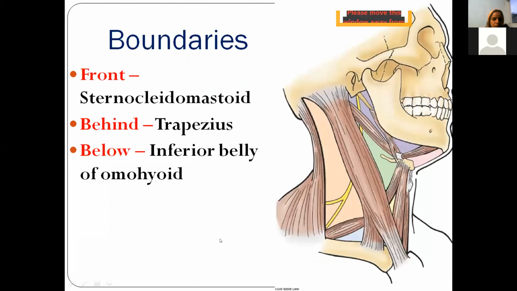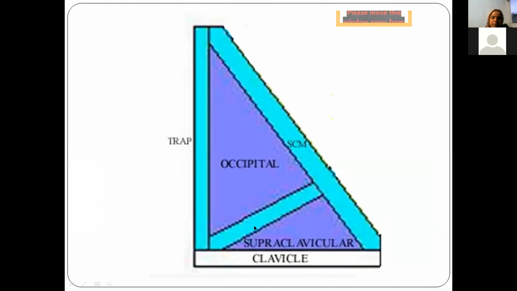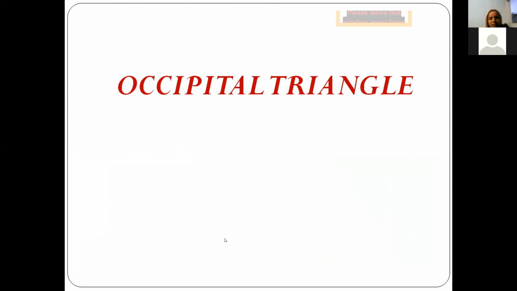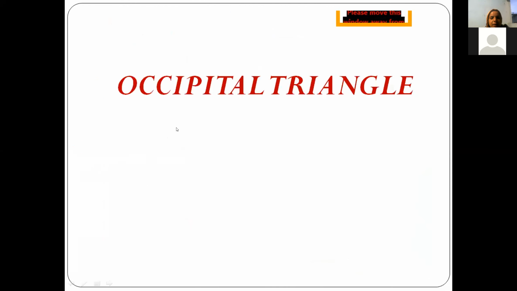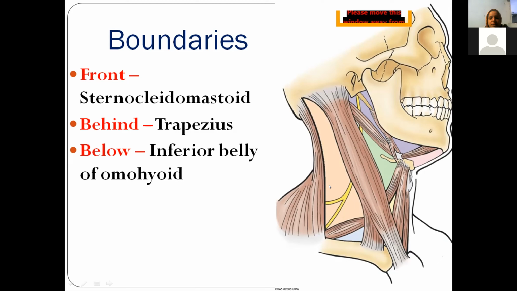Okay. Now, when you talk about the occipital triangle, what are the boundaries? But you need not read anything. You can hide it with your hand and just think: anteriorly, what are the findings? Sternocleidomastoid. Behind, anterior border of trapezius. Below, inferior belly of omohyoid. These are the boundaries of which triangle? Occipital triangle. Can you name the nerve supplying the sternocleidomastoid and trapezius? Yes, that is the spinal part of accessory.